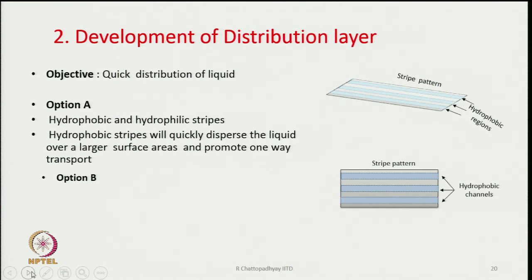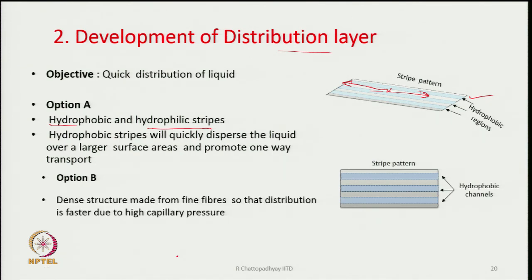And therefore, what we need, the second layer, is a distribution layer. For the distribution layer, one option is that hydrophobic and hydrophilic stripes can be incorporated like this. Hydrophobic stripes will quickly disperse the liquid. As the liquid comes over it, it will immediately flow to the hydrophilic side, and through that it can easily spread out in this direction and this direction, it will move very fast, and below that the absorbing medium exists.